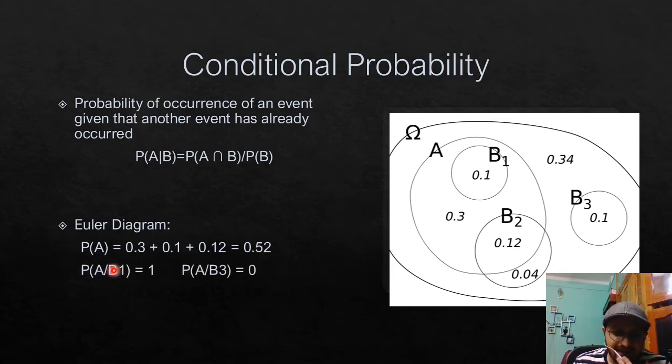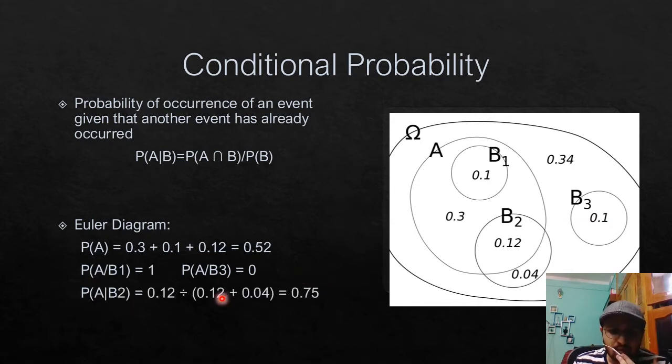The probability of A given B1, that is, what is the probability that A will happen given B1 has already happened? Since B1 is entirely inside A, the probability will be 1. Next, what is the probability of A given B3 has already happened? In this diagram, we can see that A and B3 are disjoint. That is, these two events have nothing in common. So the probability of A happening when B3 has already happened will be 0.